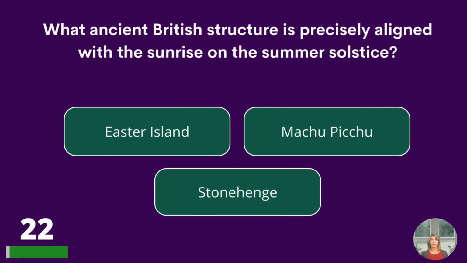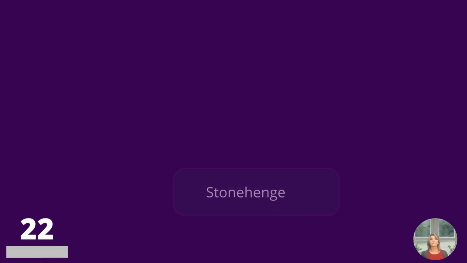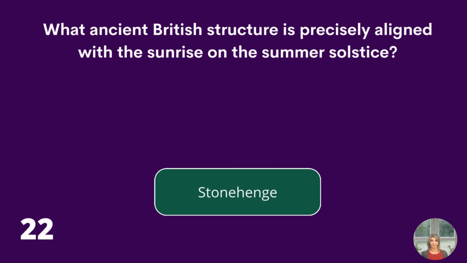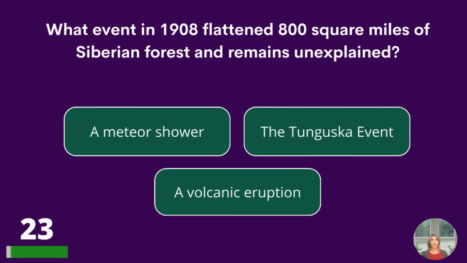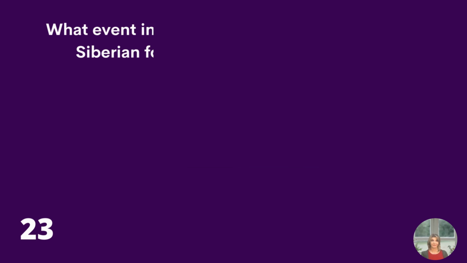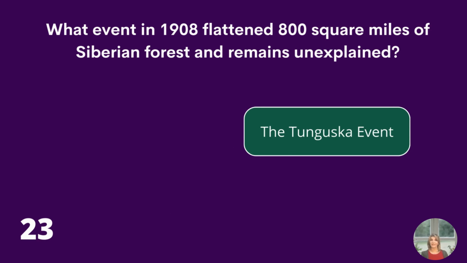What ancient British structure is precisely aligned with a sunrise on the summer solstice? Stonehenge. What event in 1908 flattened 800 square miles of Siberian forest and remains unexplained? The Tunguska event.